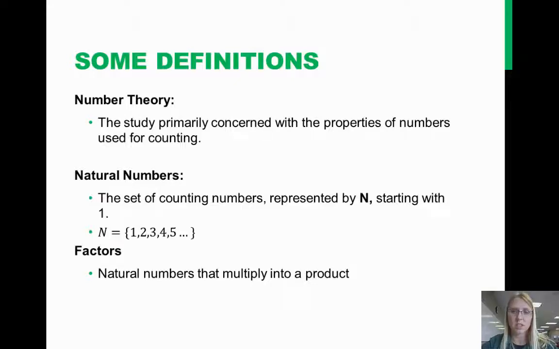Natural numbers. Natural numbers are the set of counting numbers represented by a bold N, starting with 1. It doesn't count 0, it starts with 1. So 1, 2, 3, 4, 5, and so on are all natural numbers. They're whole numbers. Factors. Natural numbers that multiply into a product. So for instance, 2 and 3 are factors of 6 because 2 times 3 equals 6.